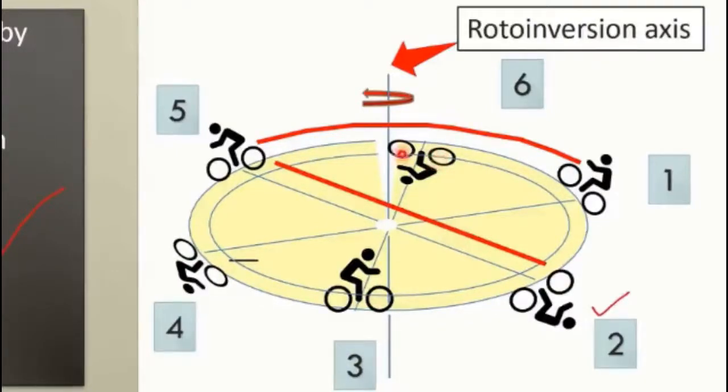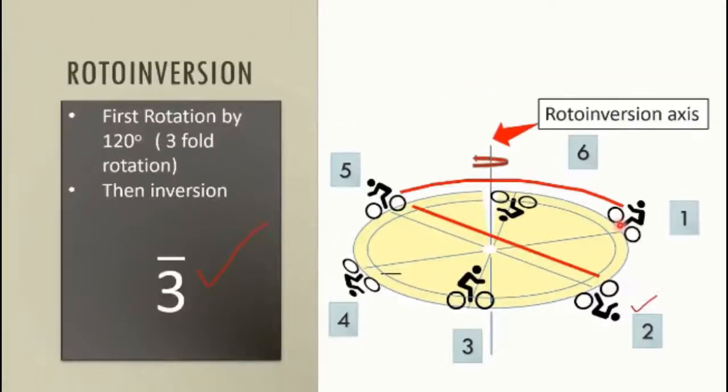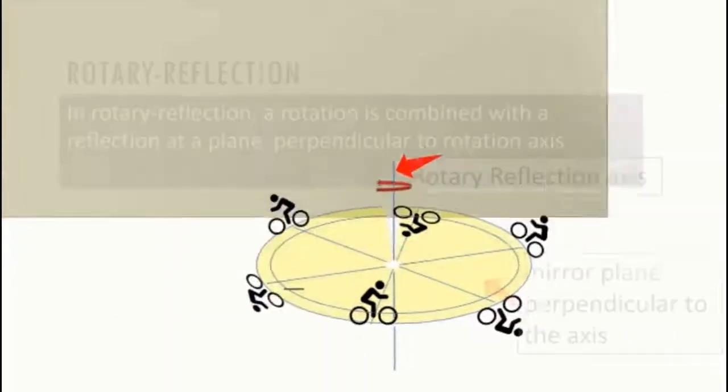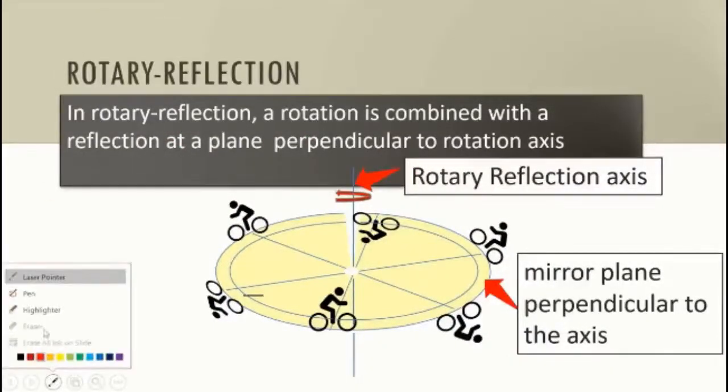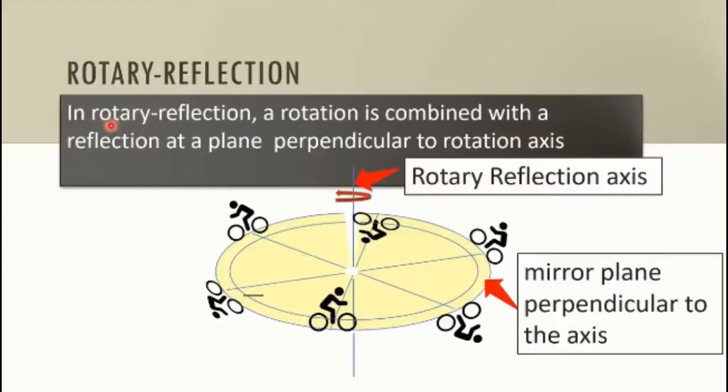Rotary reflection, also termed as improper rotation. Rotary reflection operation also generates the same set of points as rotoinversion operation, but here approach is slightly different. First, a n-fold rotation is carried out, which is then immediately followed by reflection at a plane having rotation axis at its normal.